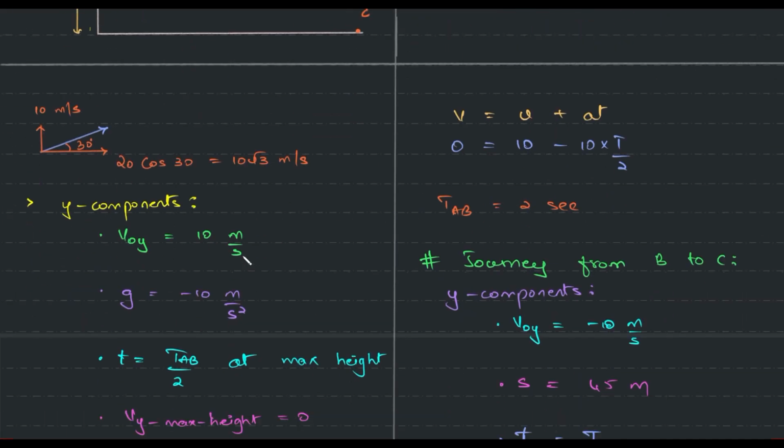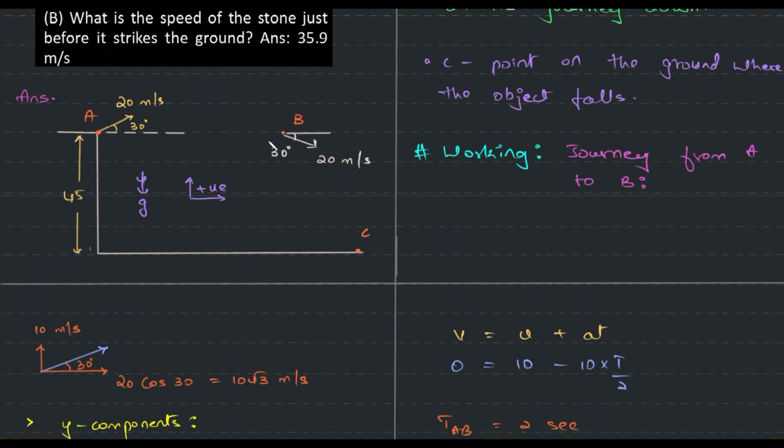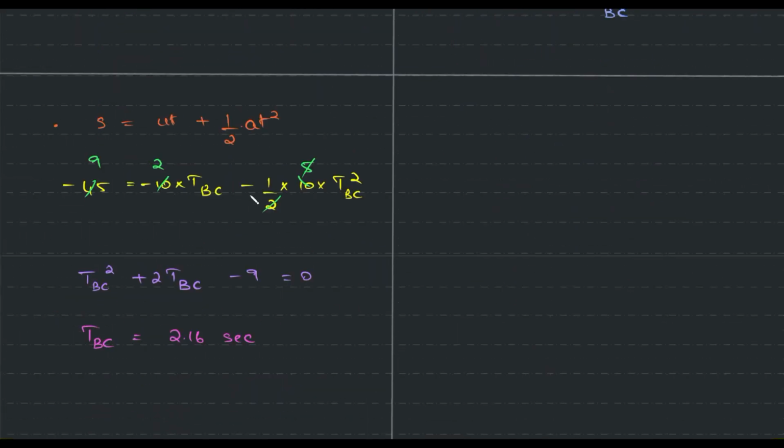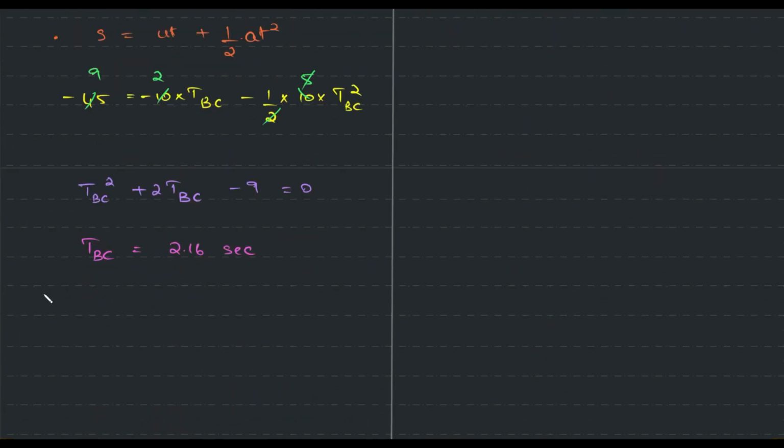So we need to know the final impact. For final impact, we just need to know the final velocity. So we know the time of journey, we can find the final velocity. So Vy from B to C. We know V is equal to U plus AT. So Vy at point B.